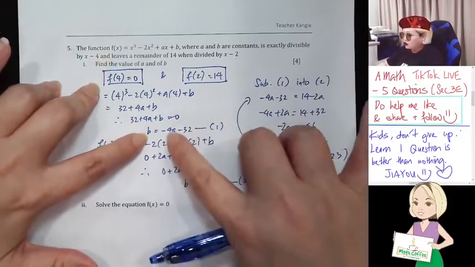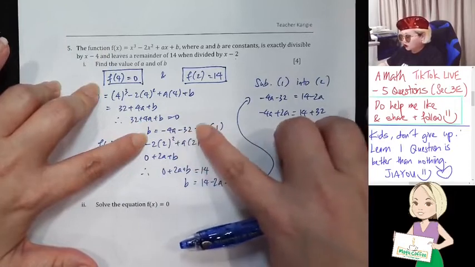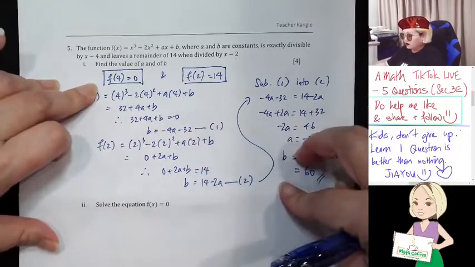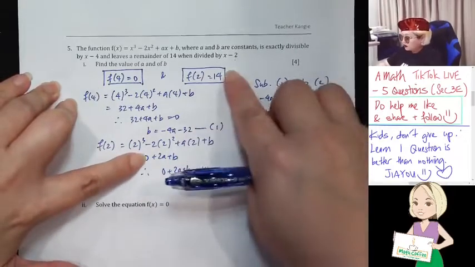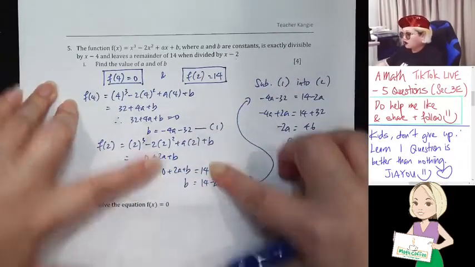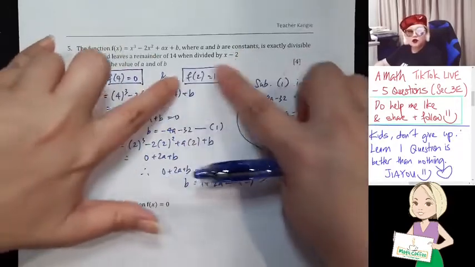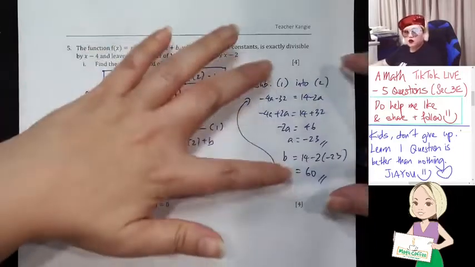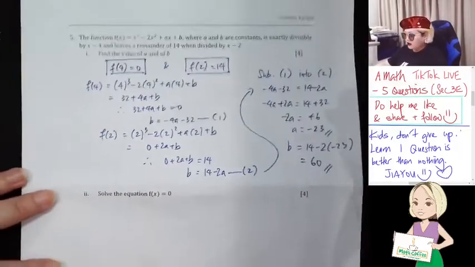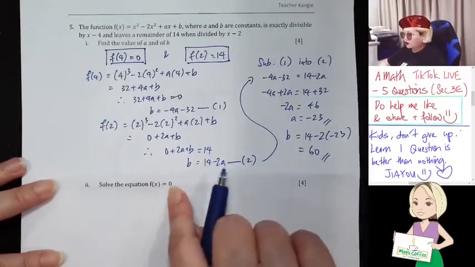So b equals minus 4a minus 32. Then I do the same thing for f(2), the expression equals 14. You see, with the information written down this way, then you will know that I need to do this, I need to do that. Then we do simultaneous equations. Okay, next, solve the equation f(x) equals 0.